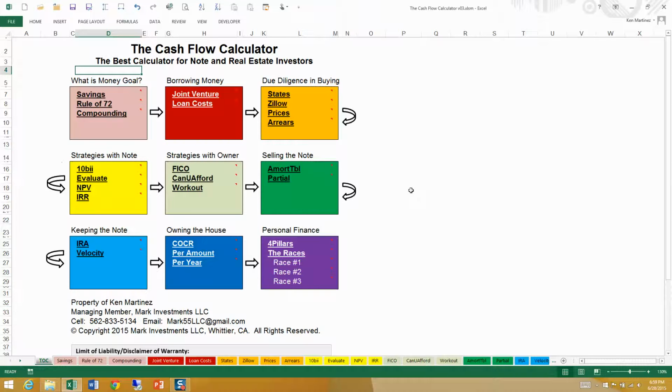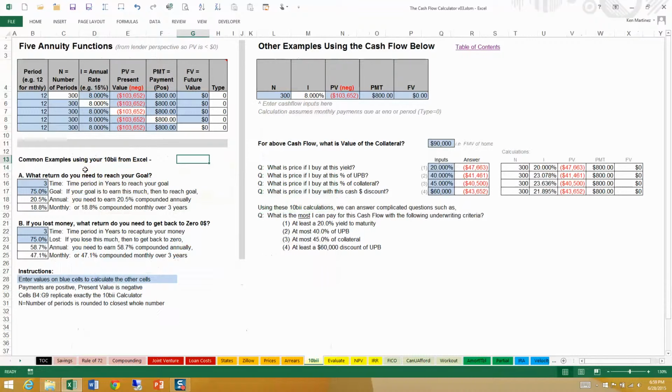Strategies with the Note. This first tab, the 10bii, all this tab does is give you the Microsoft Excel version of the 10bii calculator. Everything's exactly the same. Again, the blue cells are input. Because this is a spreadsheet and not a calculator, I do need to give you a formula for each of the functions on your calculator.